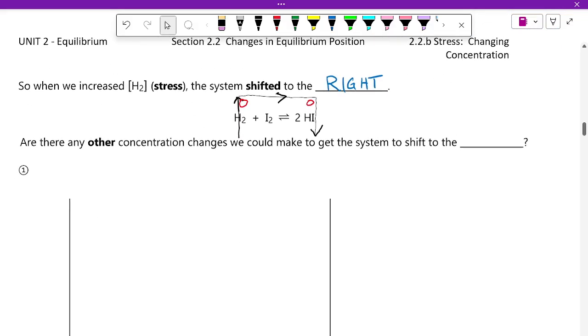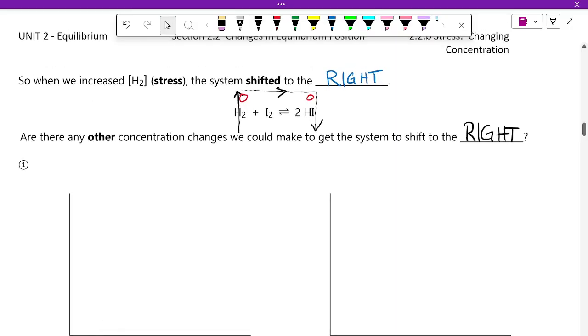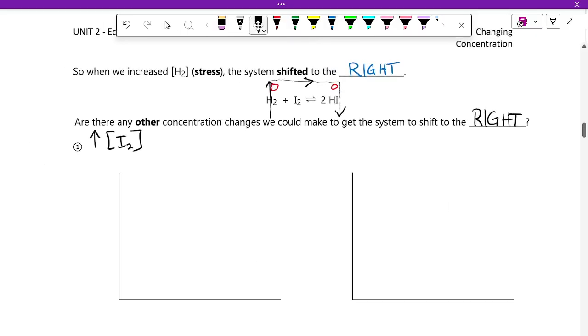Are there any other concentration changes that we could have made to get the system to shift to the right? What could we have done? We could increase the concentration of I2. All right. What I would like you to do now is draw the rate diagram for that and the concentration diagram for that. Just to practice. This one should be pretty straightforward.